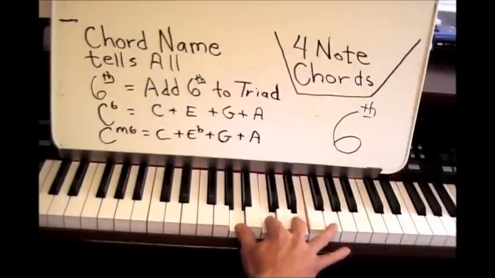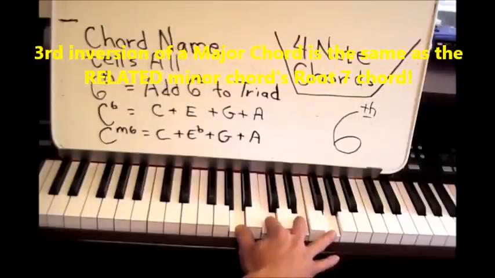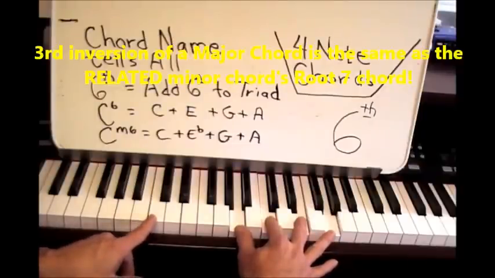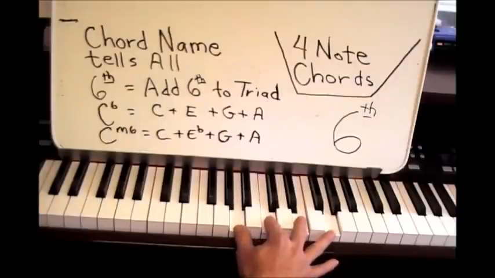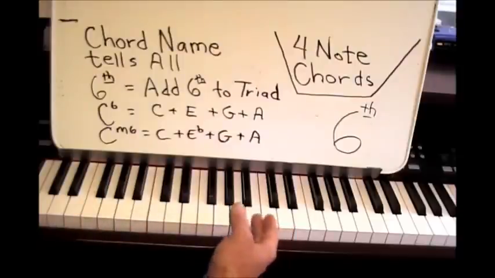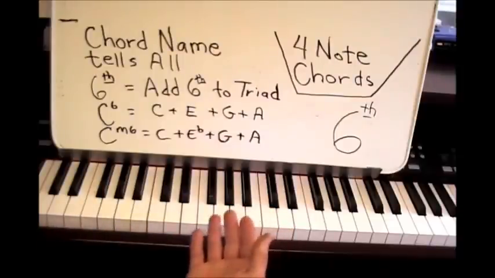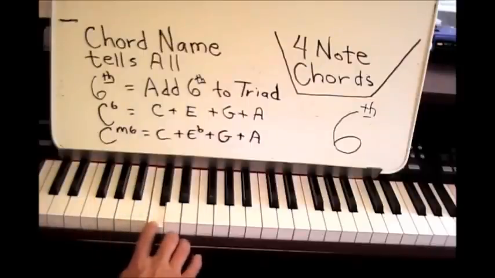And later we'll see that this last inversion of the major chord is actually a 7th of A minor. It's A minor 7. And that's very interesting because it shows you the relationship between C major and A minor. As it turns out, once we study relative minor keys and scales, A minor is related to C major.